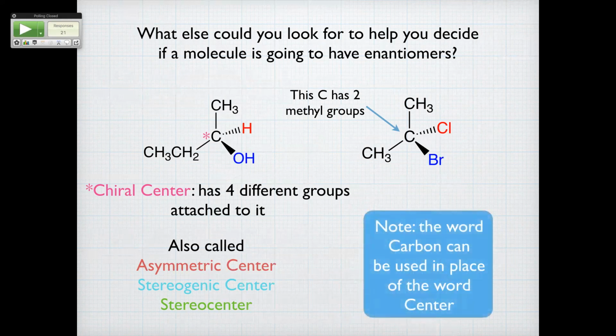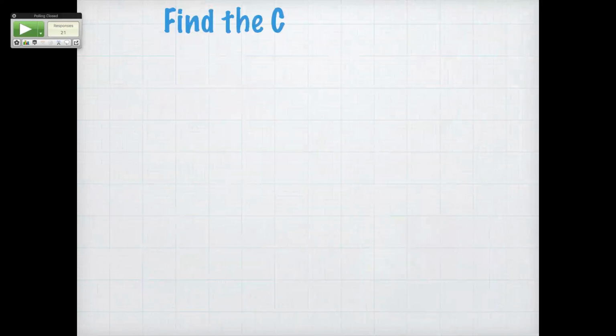Okay. Note, the word carbon can be used in place of the word center. So we'll call that a chiral center, but we'll also call it a chiral carbon. So you could have an asymmetric carbon, a stereogenic carbon. I don't think I've really seen stereocarbon used though. Okay, find the chiral carbon.